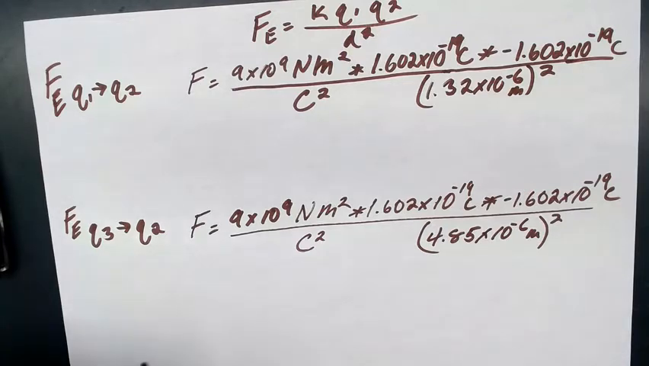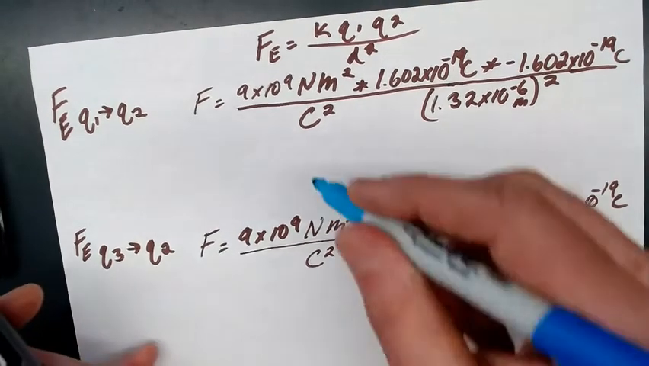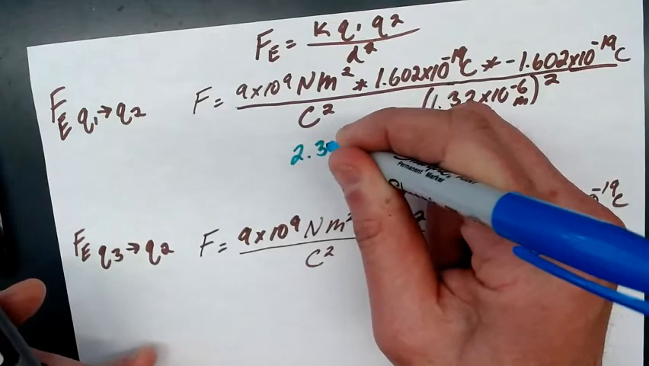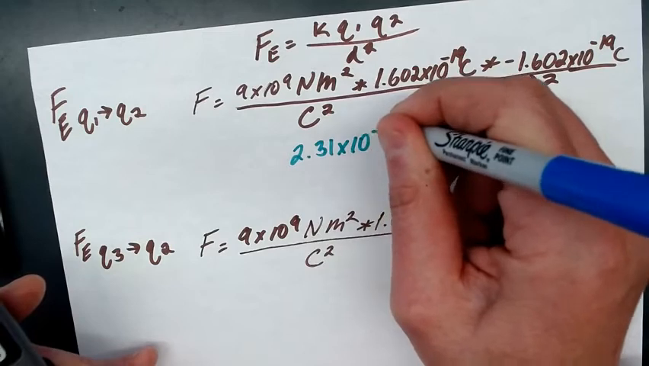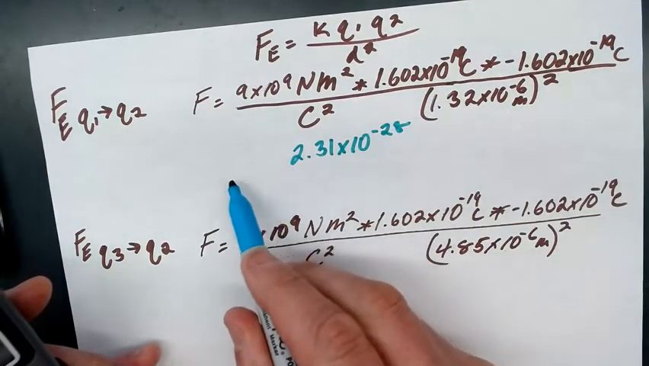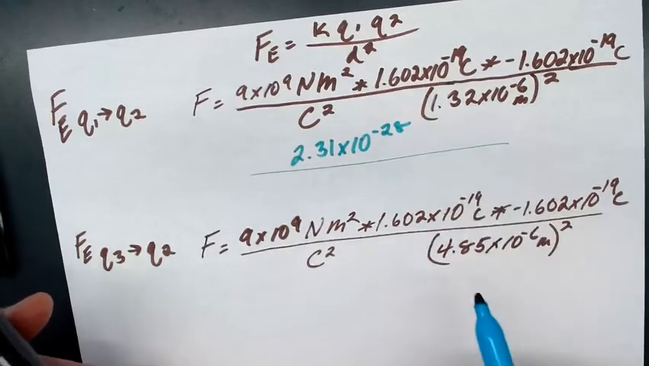So I'm going to do the math right now, and I'm going to say 9e to the ninth. I'm going to multiply that by 1.602 to the negative 19, and I'm going to multiply that by 1.602 to the negative 19. So my numerator is 2.31, right, times 10 to the negative 28. We'll talk about units in just a second.